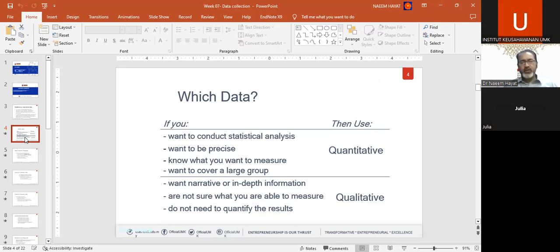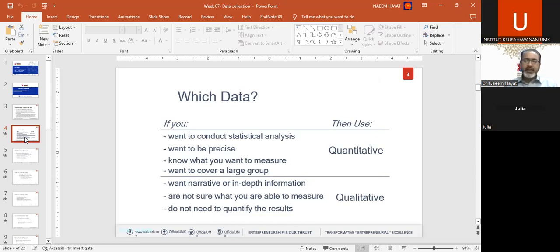Qualitative data is for when we want to go more into narrative or more in-depth understanding of information. In a general sense, we are not much clear, not much able to have a clear understanding at the start of what to measure. So we are not sure what we are able to measure. It means we are more exploratory, with less information at the start stage. That's why we go for qualitative data or a qualitative study. We do not need to quantify the result. So these are the main differences between qualitative and quantitative data.